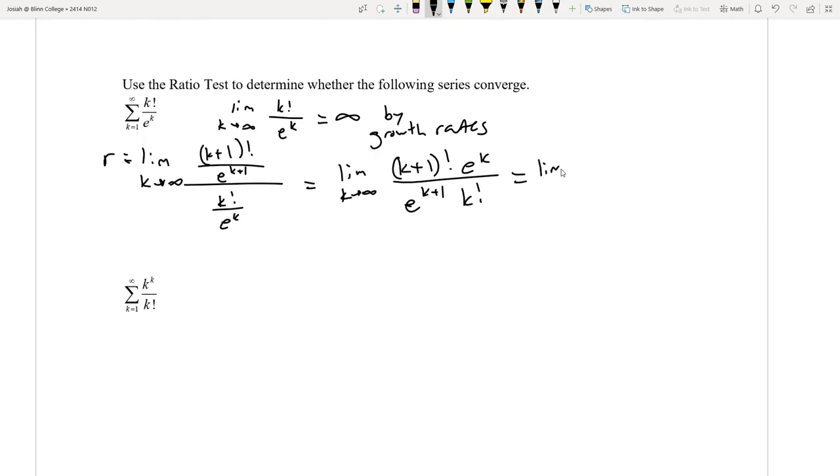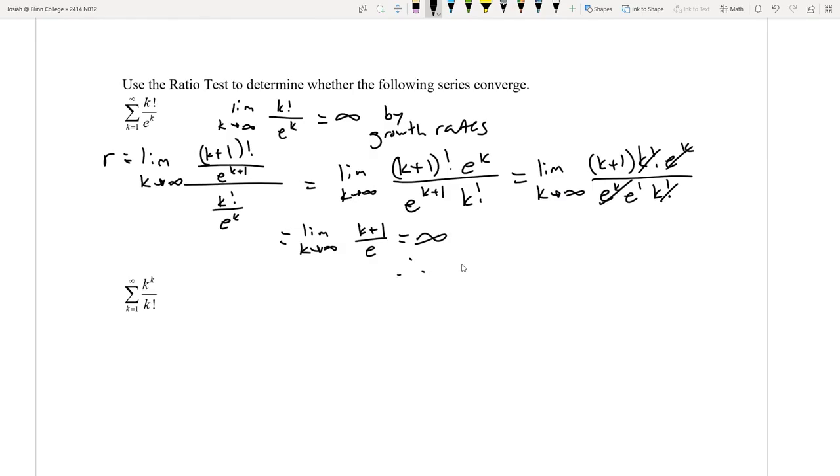So we have the limit as k tends to infinity of, we split the k factorial, k plus 1 factorial again. We also split in the denominator the e to the k plus 1 into e to the k and e to the first. All right, so the e to the k's cancel, the k factorials cancel, and we get the limit as k tends to infinity of k plus 1 over e, which goes to infinity. Therefore, our sum from k equals 1 to infinity of k factorial over e to the k diverges by the ratio test.